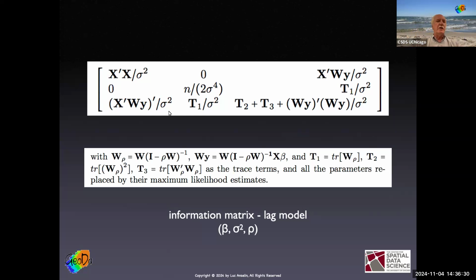And that gets translated in this. So there's a lot of traces in here. You see these kind of monsters, inverses of n by n matrices. You compute all the pieces, you plug them in here, then you take the inverse of that. So computationally, very heavy.